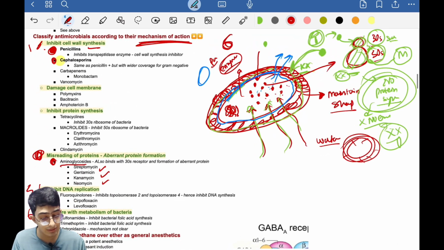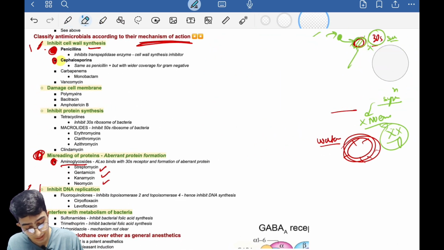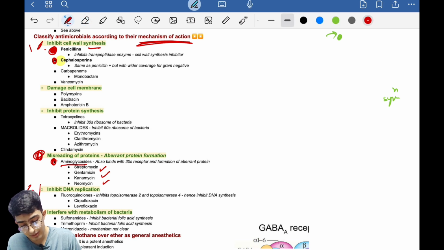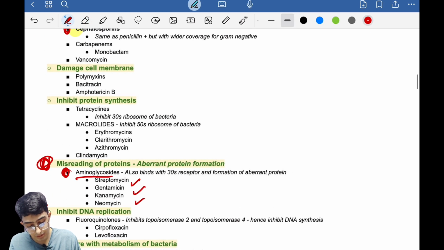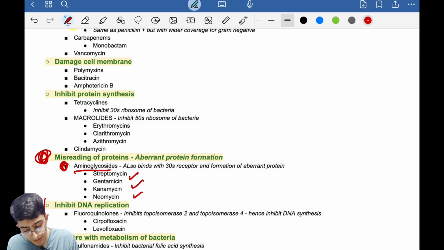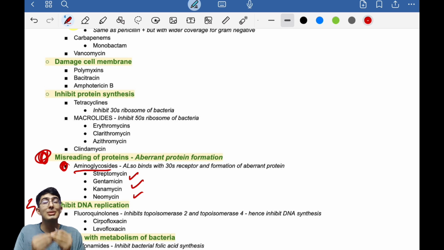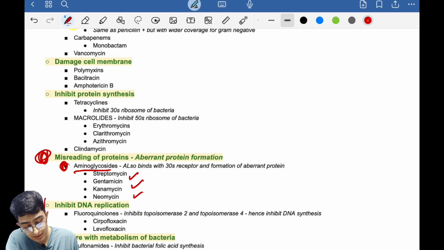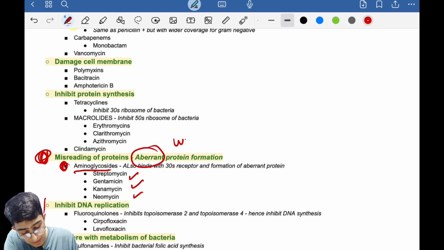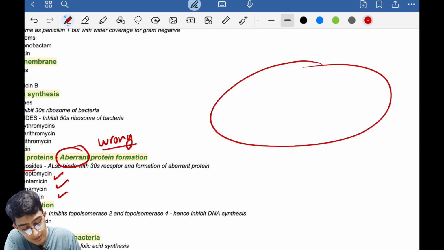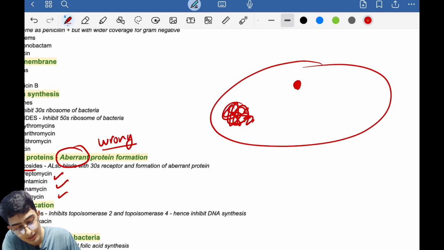So how do aminoglycosides work? Let me quickly erase this, right? They work by inhibiting, well, they don't inhibit protein synthesis. I mean, they kind of do, but the main mechanism of action of aminoglycosides is they cause formation of aberrant or wrong protein. Aberrant means wrong protein. So what do I mean by this? So again, this is your bacteria, right? And this is your nucleoid of the bacteria, right? The free floating DNA, and these are your ribosomes, right?